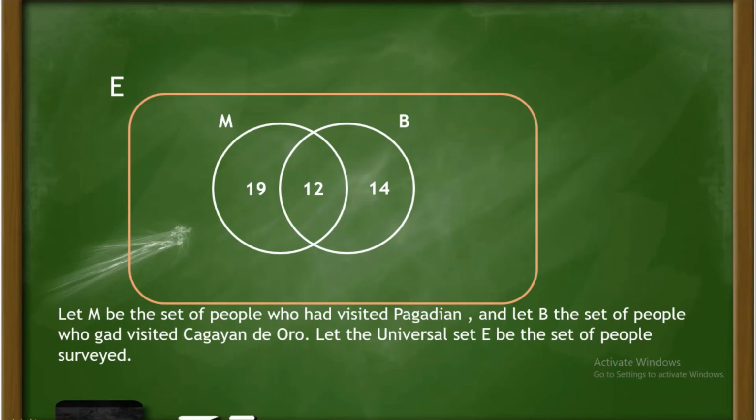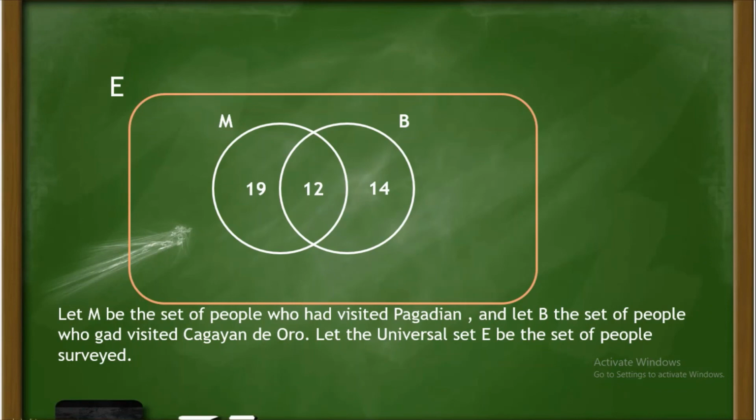At sinasabi din niya na mayroong 26 people who visited Cagayan de Oro. So therefore, i-minus natin yung 12 kasi itong 12, ito yung mga tao na nakapunta sa Pagadian at sa Cagayan de Oro. So therefore, 26 minus 12, that is 14. And ibig sabihin, 14 katao lamang ang nakapunta sa Cagayan de Oro at hindi nakapunta sa Pagadian.